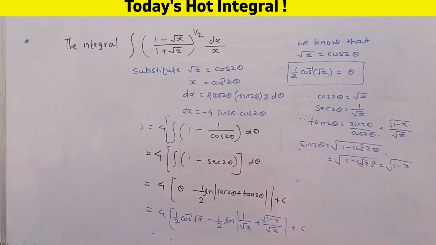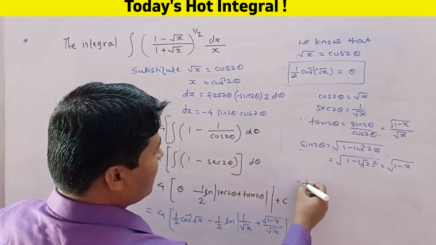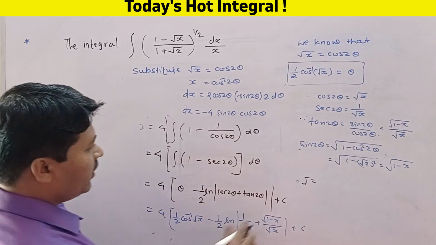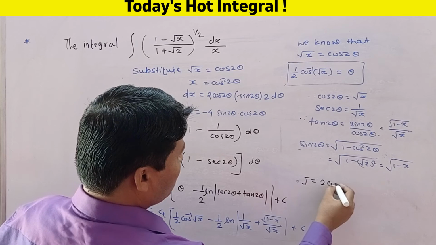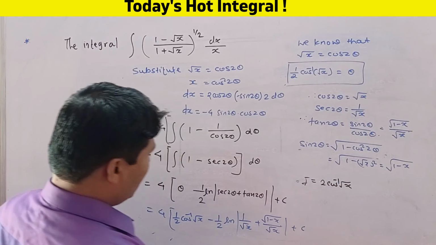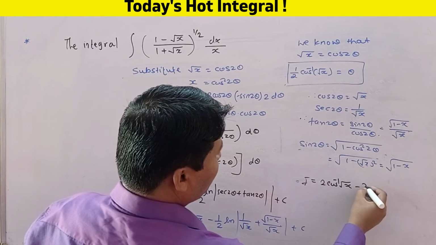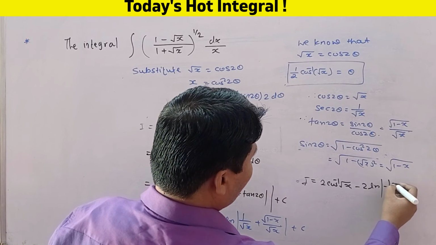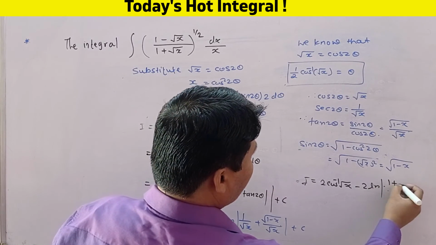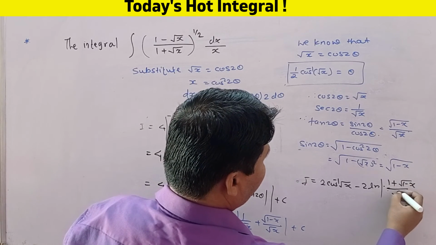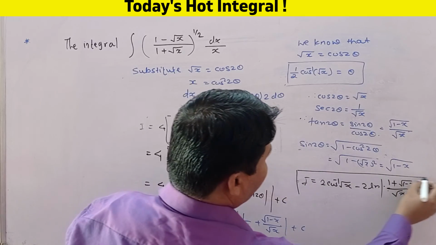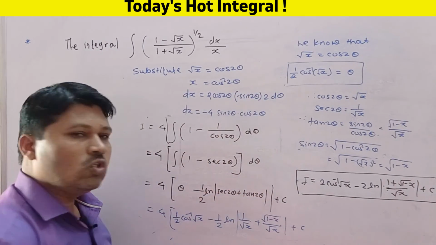Yes, okay. And so the final solution we can write as I is equal to 4 multiplied throughout this term, then we get here 2 times cos inverse root x, then here we get minus 2 ln, and we write as 1 upon, so we can write as only 1 plus under root 1 minus x divided by root x, and plus C is the constant of integration. Okay, and this is actually my final solution.